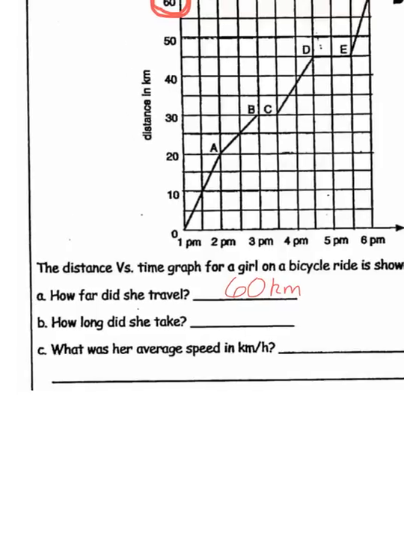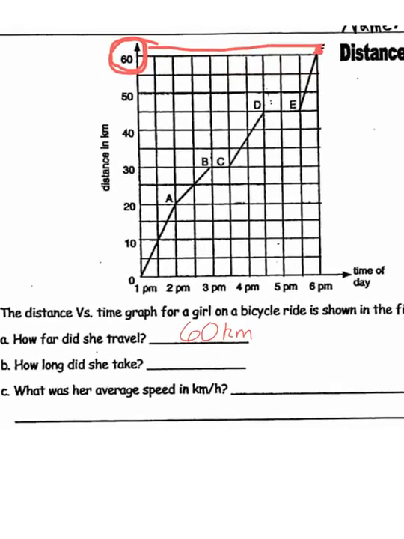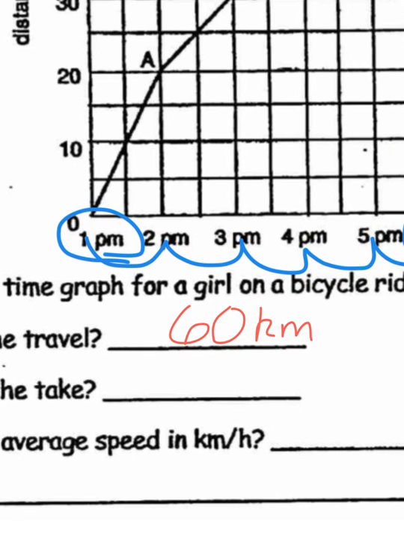Okay. How long did it take? Well, you did it the same way I found the 60, except you go to the end of the line and go down on the graph where it's represented in time. Now, this one's a little bit more tricky. It ends at 6 p.m., but if you'll notice, it starts at 1 p.m. So the amount of time between 1 p.m. and 6 p.m. would be 1 hour, 2 hours, 3 hours, 4 hours, 5 hours. So the entire trip took her 5 hours to complete.